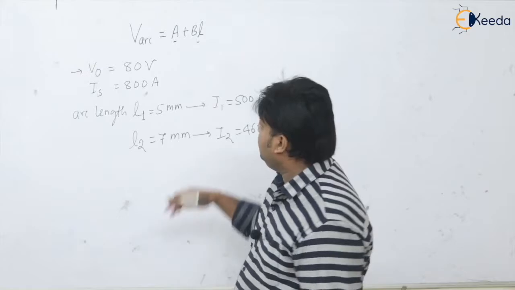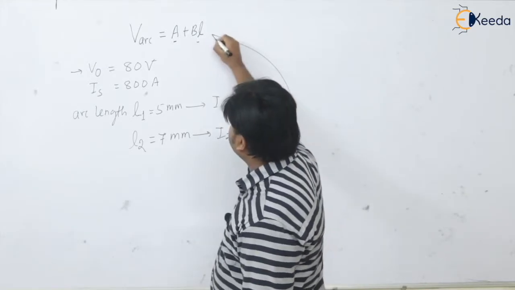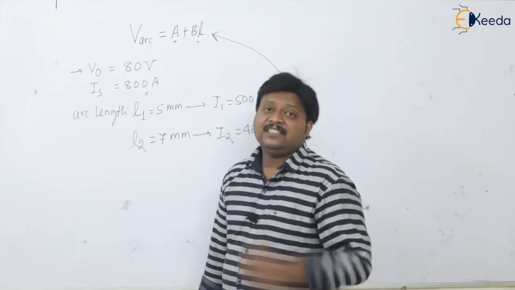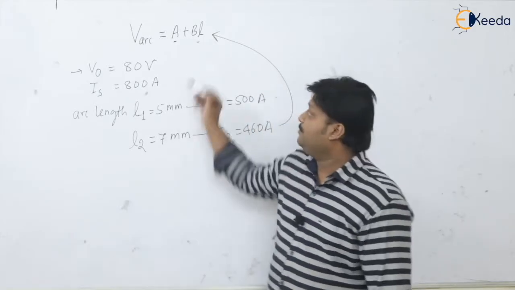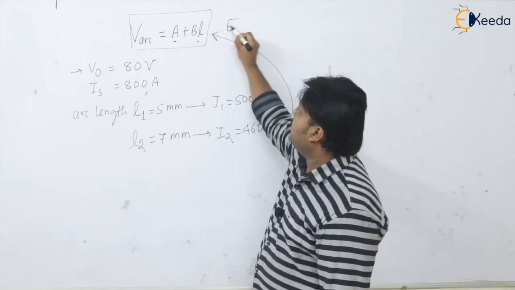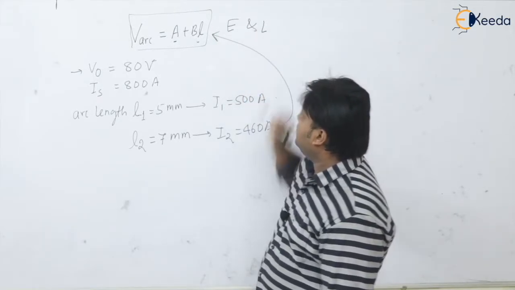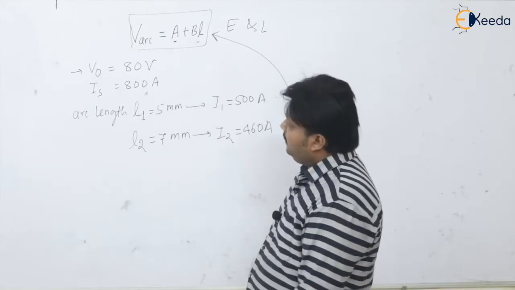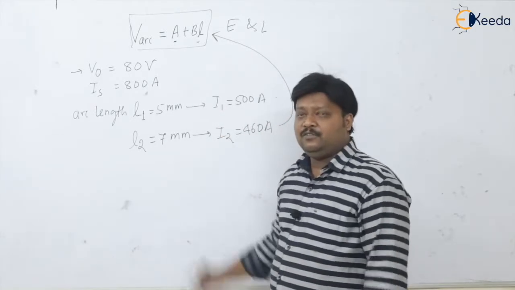Based on this information, we have to find out the equation for the voltage in the arc in terms of this A plus BL, where they have put the voltage as E and arc length as capital L. So, very nice. Let us start solving the question.